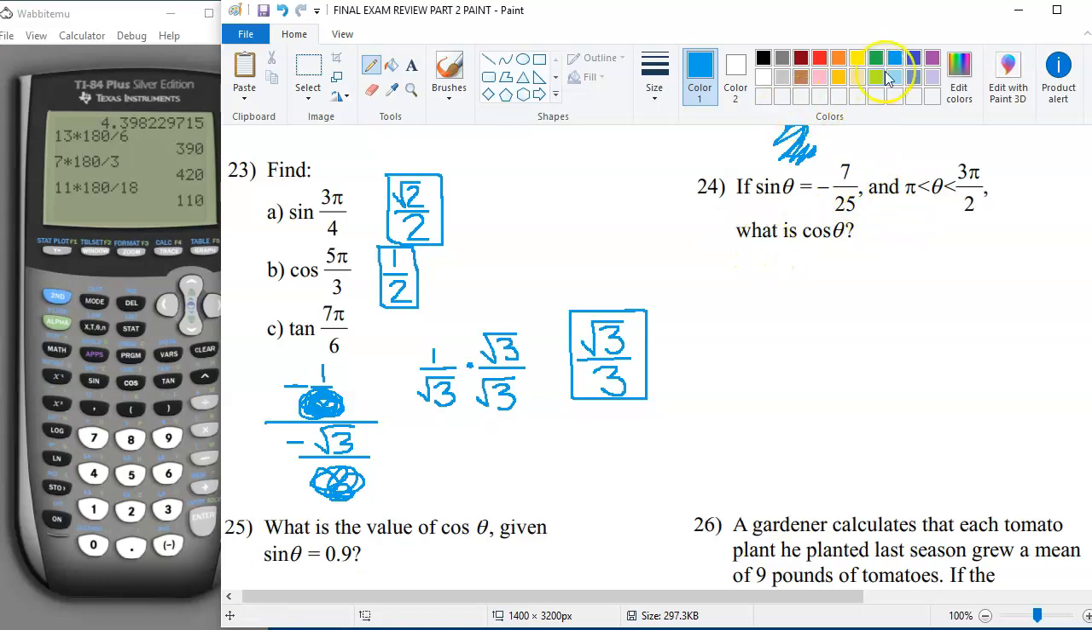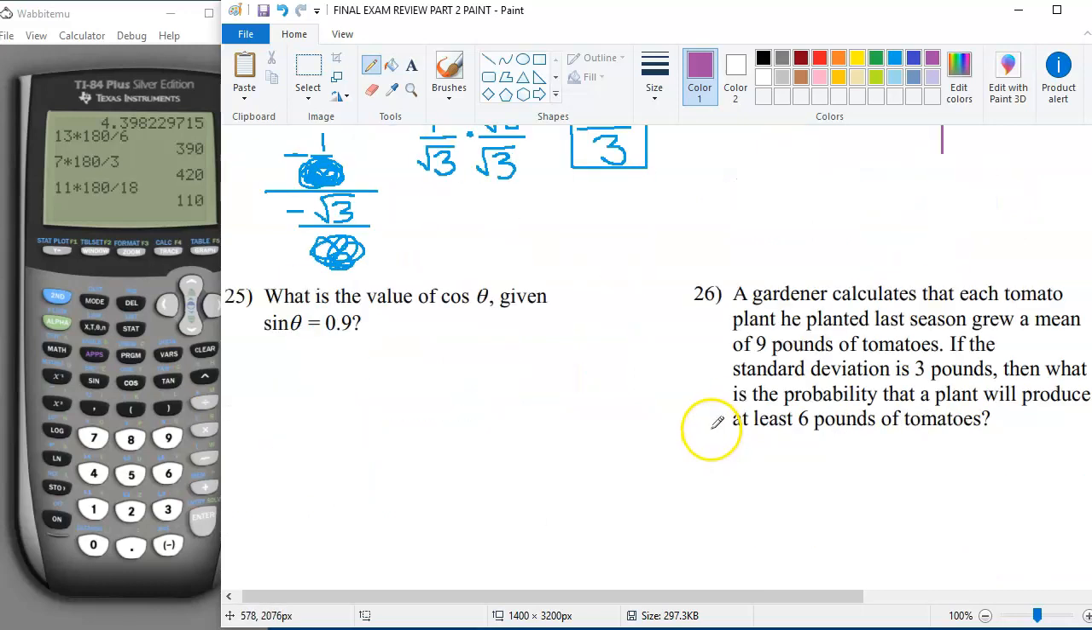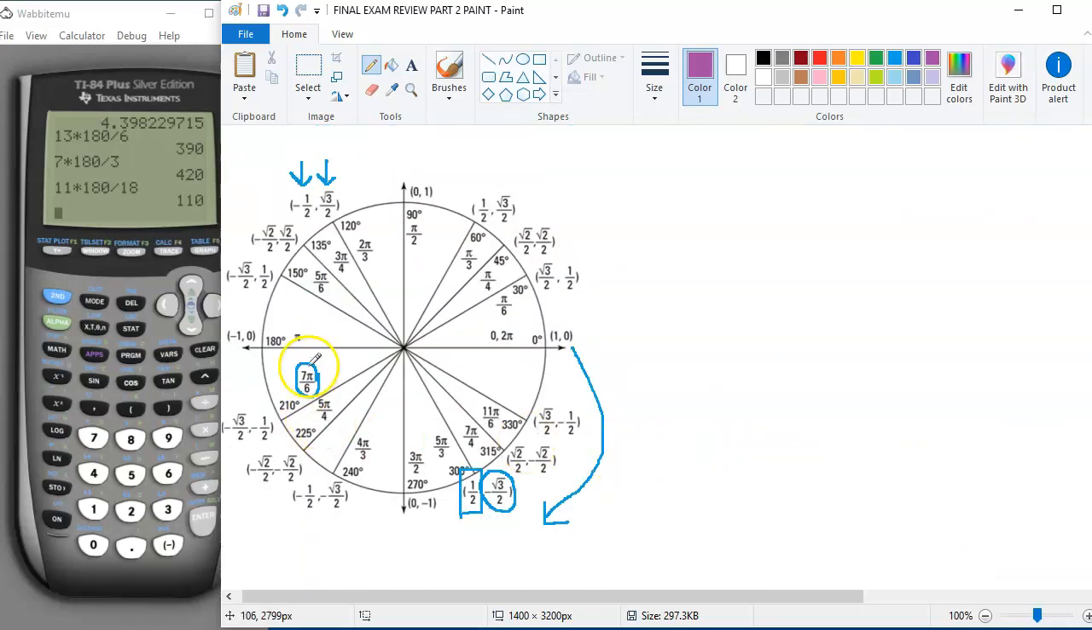All right, 24 and 25 are not going to appear on your unit circle, so you're going to have to do actual work, okay? So be ready for that. All right, sine is negative 7 over 25, and pi is less than theta, which is less than 3 pi over 2. Now, all of this is only there so that we can look on our unit circle and know that it has to be somewhere between this and this.